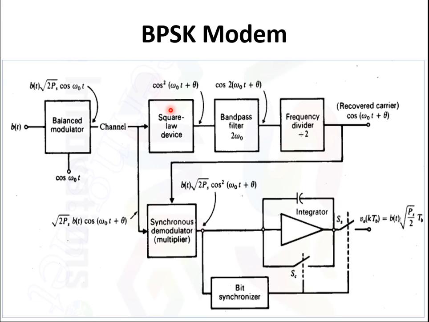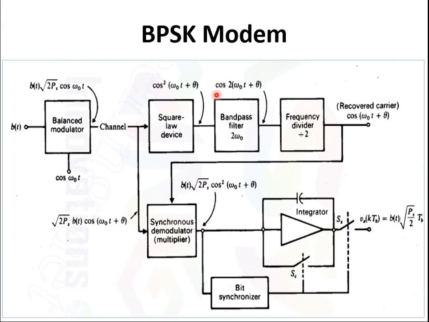You may ask what the different square law devices are. All the non-linear devices or semiconductor devices act like square law devices, so you can easily use them, like BJTs and so on. After this your expression looks like this. Next, the band pass filter. After squaring you may get different frequencies, like cos square theta, which can be split into cos 2 theta, right?